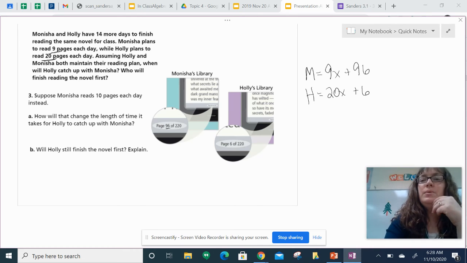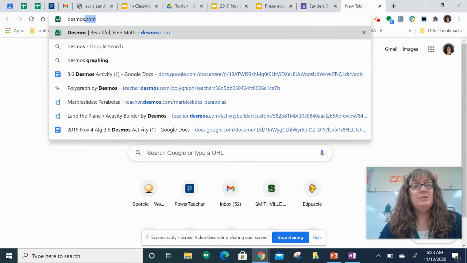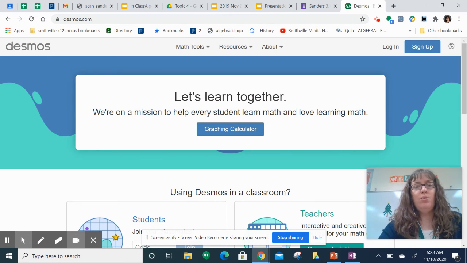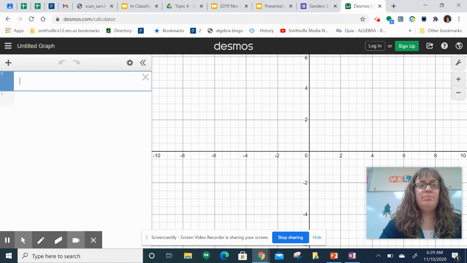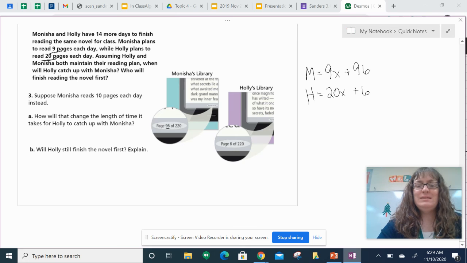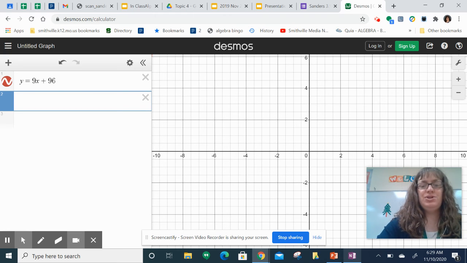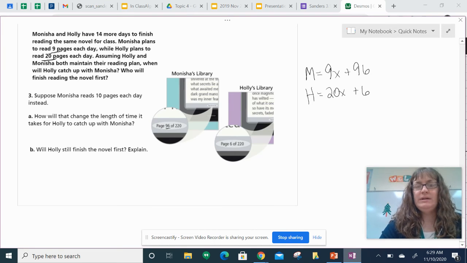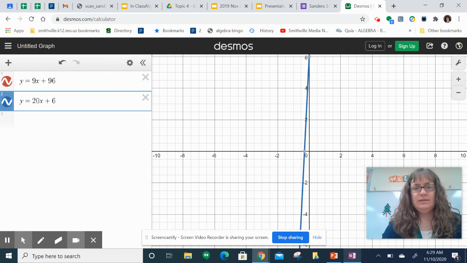Now, to finish this one up, I'm going to use a program called Desmos because graphing this would not be super fun. And so I'm going to plug in my 2 equations. So y is equal to, Monisha's was 9x plus 96. And then I'm going to put in Holly's equation, and Holly's equation was 20x plus 6. So y equals 20x plus 6.